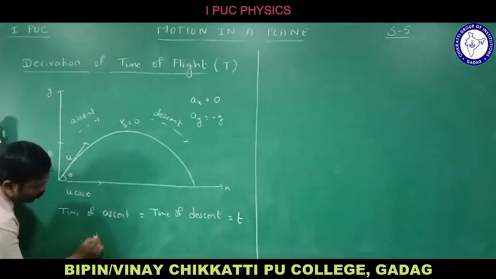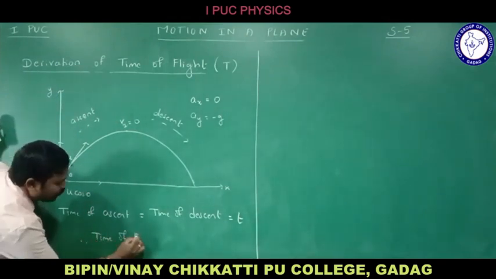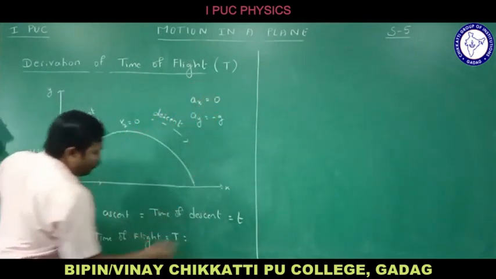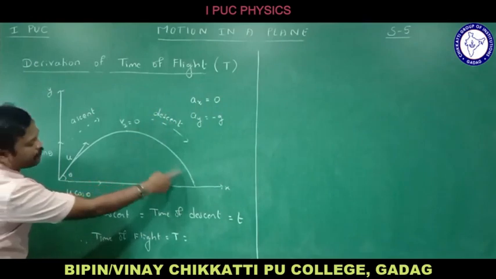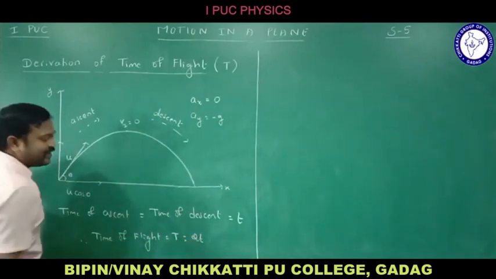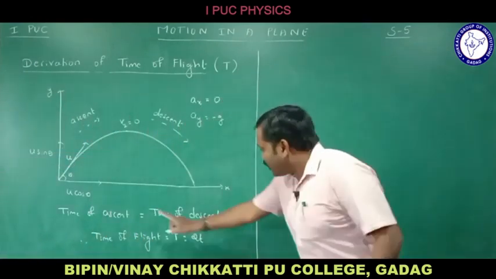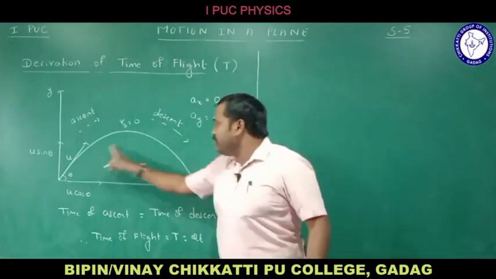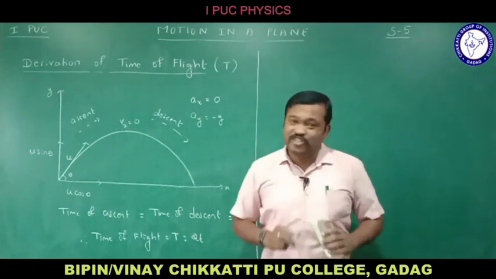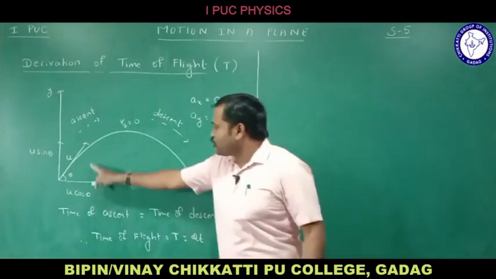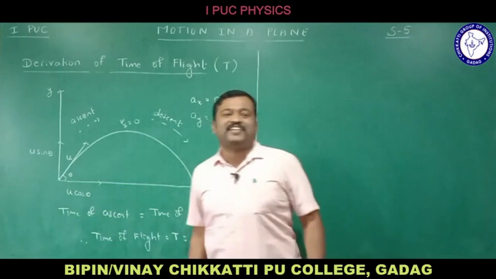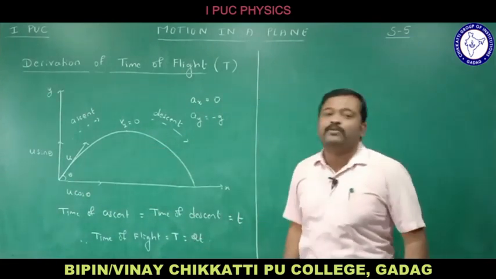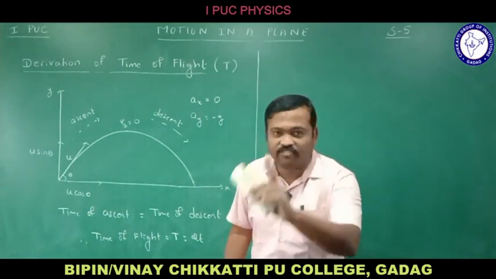Therefore, what is the time of flight? We write it as capital T. It is t plus t. How much do we get? It is 2t. Do remember this. Time of ascent equal to time of descent, that is equal to t. Time of flight is t plus t, that is 2t. It is the time taken by the projectile to reach the ground after it was projected, the time taken by the full journey, that is 2t. That is nothing but time of flight.